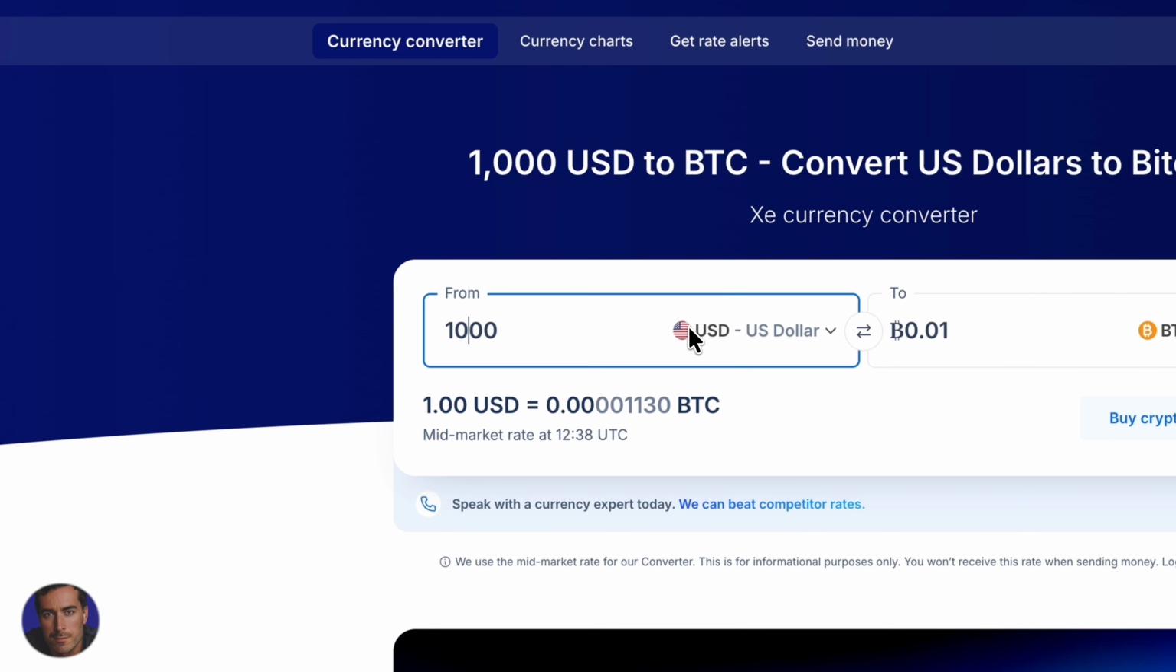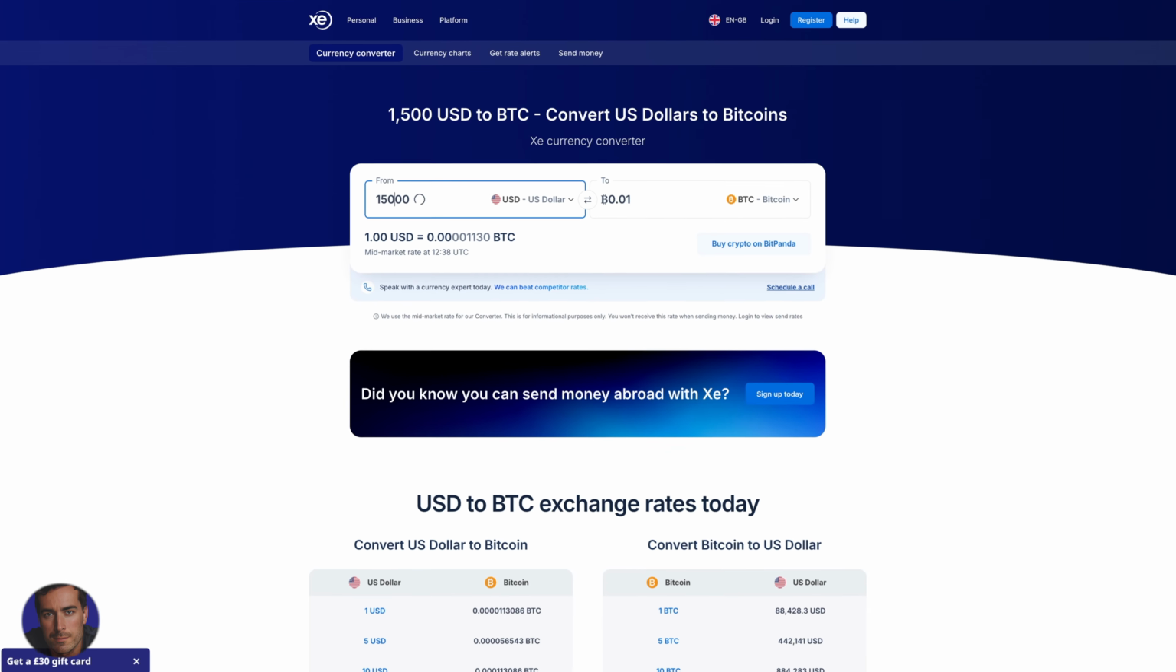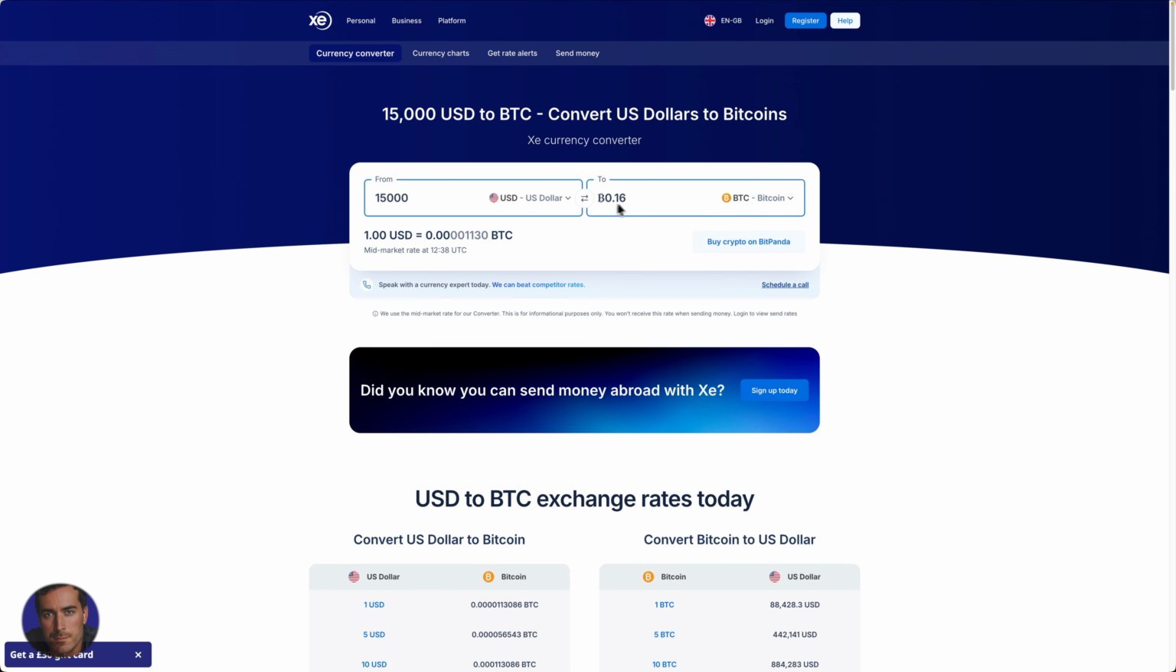Let's say again you're using it for investment purposes. Maybe you have, I know, 15,000 US dollars. You can find out right now that is 0.16 Bitcoin as of the current market rates. We're here in actually early 2026 right now.